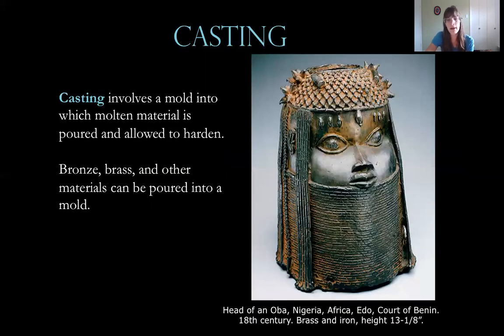And now let's talk for a bit about casting. Here, I want to actually talk about African artists. Africans historically have a very rich history of sculptural casting. Casting involves a mold into which molten material is then poured and allowed to harden. So this is another one that can be both additive and subtractive. Bronze, brass, or other materials are usually poured into a mold.